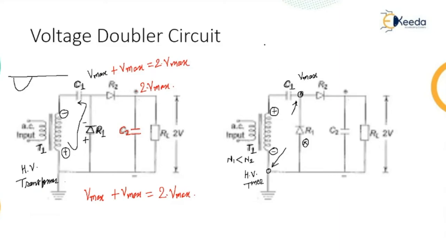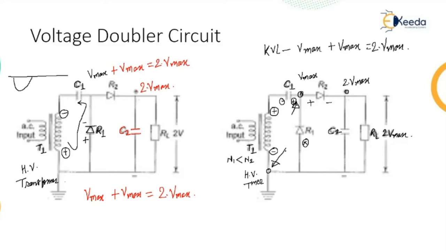calculated by applying Kirchhoff's voltage law, KVL. KVL says this capacitor has charged to the value of Vmax, so the voltage available across the capacitor is Vmax. And the voltage of the secondary winding for the positive half cycle is also Vmax. So this particular potential becomes twice the Vmax. Now during this cycle, R2 conducts and therefore charges the capacitor C2 to the value of 2Vmax. So the voltage now available across the load resistance RL is 2Vmax. Thus, the capacitor C2 in turn is charged through rectifier R2.